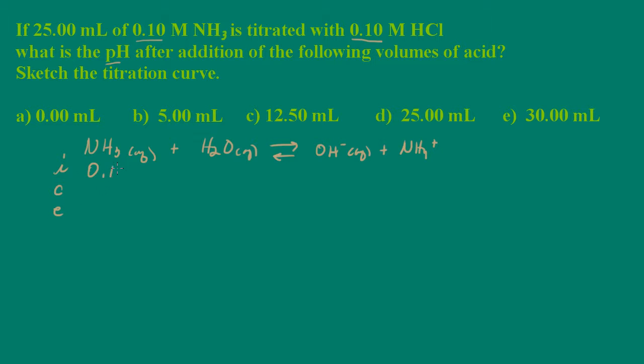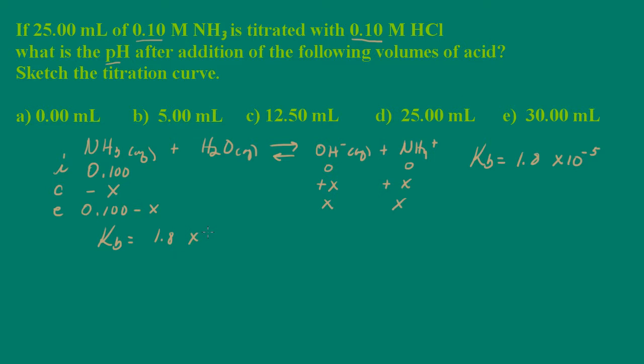Our initial concentration of ammonia is 0.1 molar, and of course 0 hydroxide and 0 ammonium ion. Our ammonia concentration is going to decrease by some concentration x, while our ammonium and hydroxide ion increase by some concentration x. So at equilibrium we have 0.1 minus x, and so on. I should have given Kb for this in the problem, but Kb for ammonia is 1.8 times 10 to the negative 5.